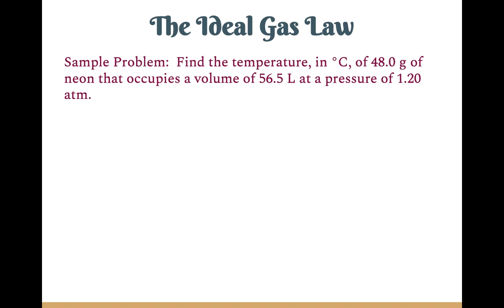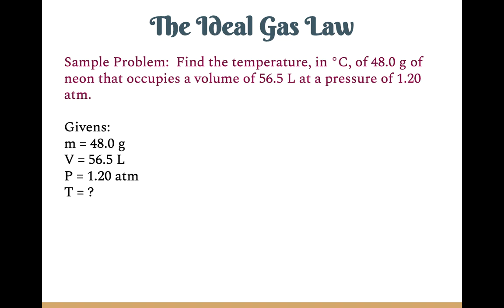So let's look at another sample. Find the temperature in degrees Celsius of 48 grams of neon that occupies a volume of 56.5 liters at a pressure of 1.20 atmospheres. So what have we been given? We have a mass of 48 grams. We have a volume of 56.5 liters, a pressure of 1.20 atmospheres, and we want to find a temperature.